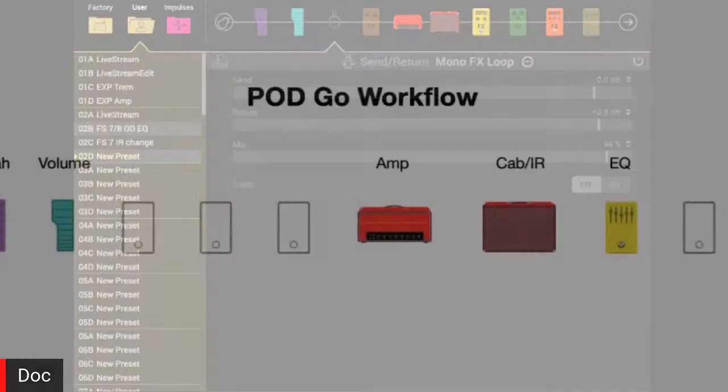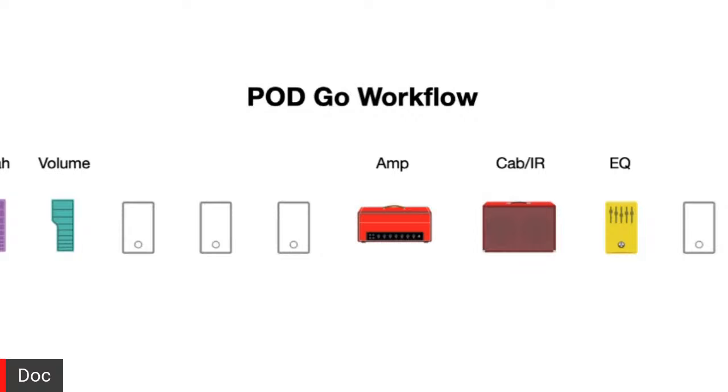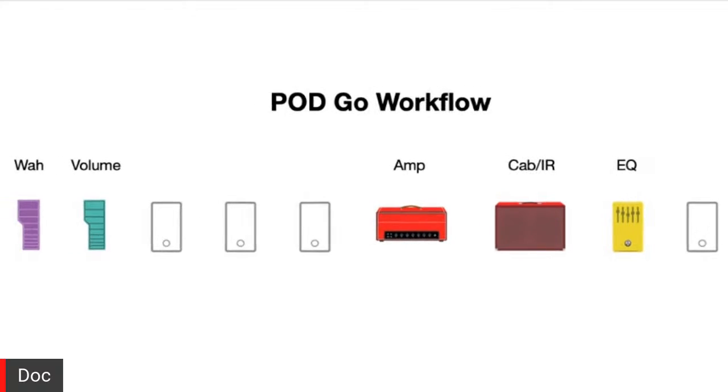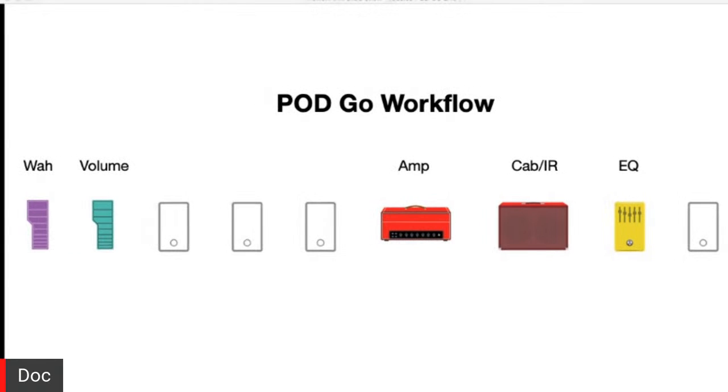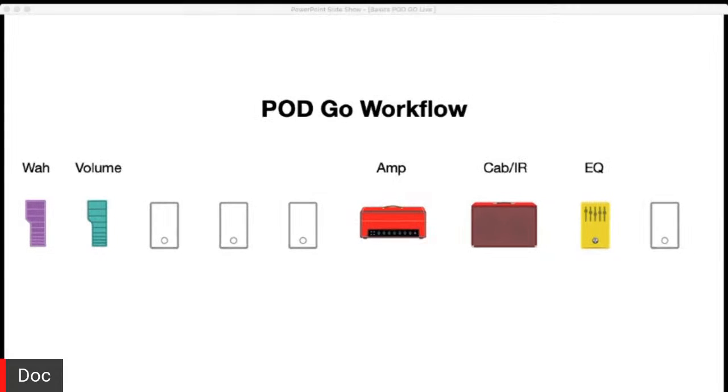chain in Pod Go, and basically what those are, oops, it looks like this got cut off here. Let me fix that. Basically, you're always going to have a wah, a volume, an amp, a cab block, and an EQ. And then around that, you have 4 effects that you can place wherever you want.